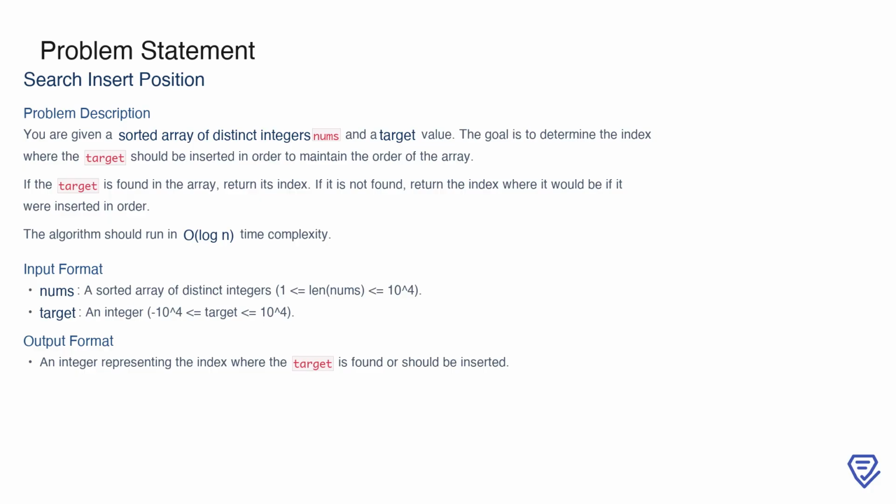The solution must be efficient, with a time complexity of O(log n), which suggests that we should aim for a binary search-based approach rather than a linear one. The input consists of the array nums, which is sorted in strictly increasing order, and the integer target, which we need to locate or insert. The output is a single integer that represents the required index for the target.